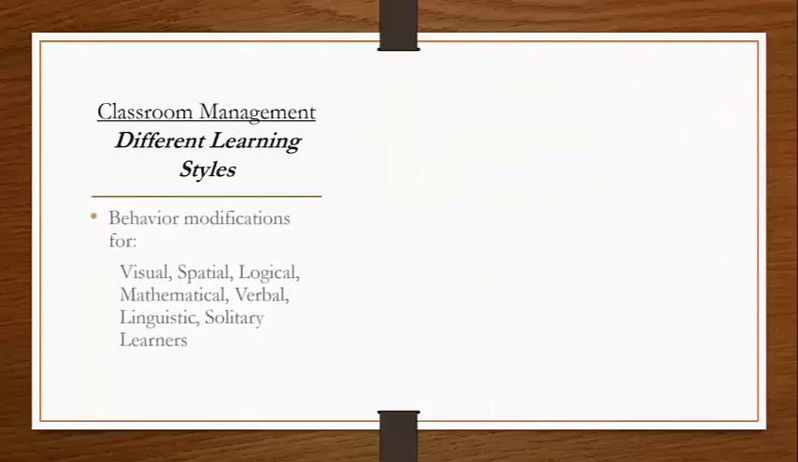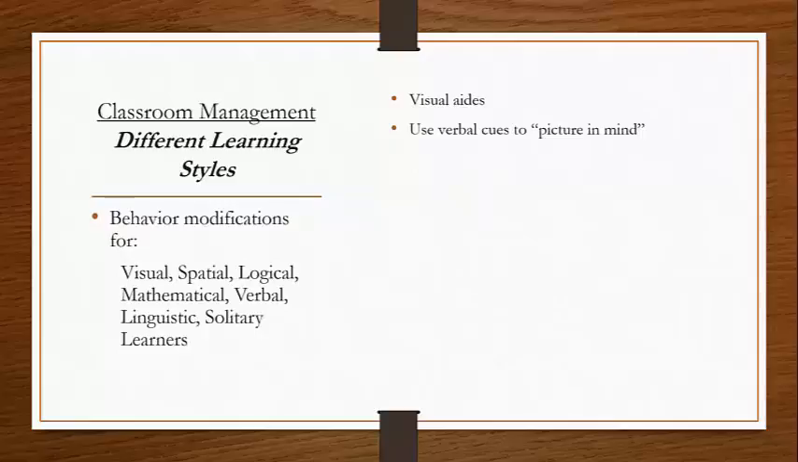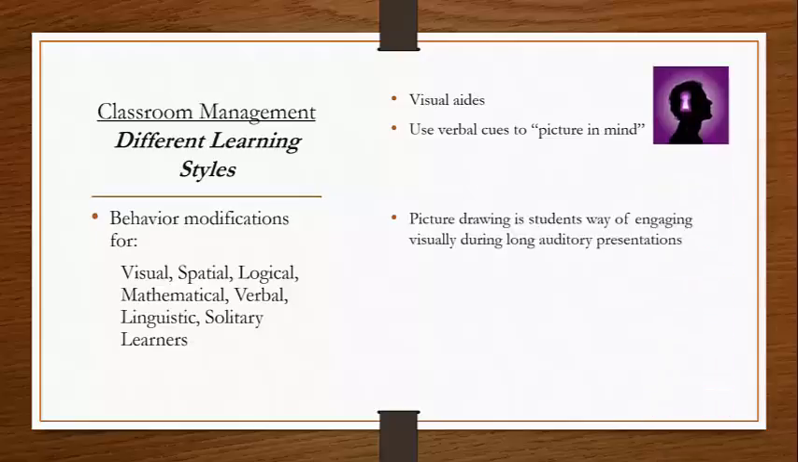Sticking with this type of learner, we also want to have visual aids, using verbal cues to picture in the mind. Picture drawing while you're teaching is not a way of disobeying. It is a way for them to engage visually during long auditory presentations. Allow them some scratch paper, allow them to take some doodles down, and don't be offended by it. Just know that that's their way of engaging while you're talking.